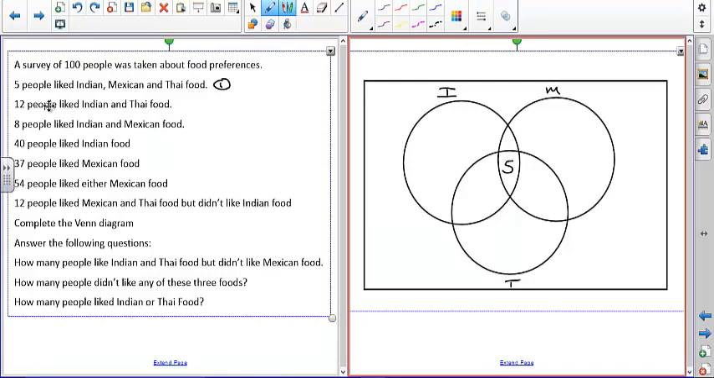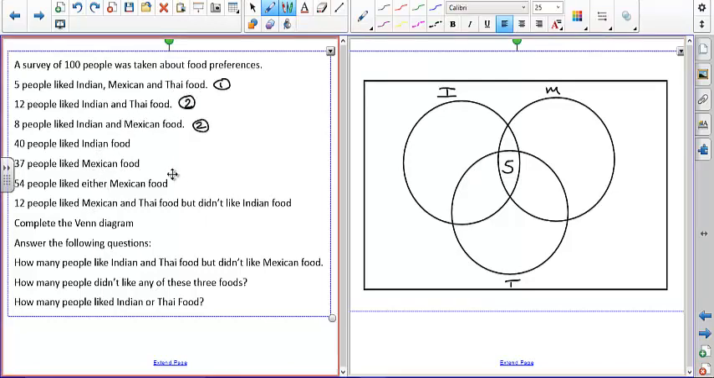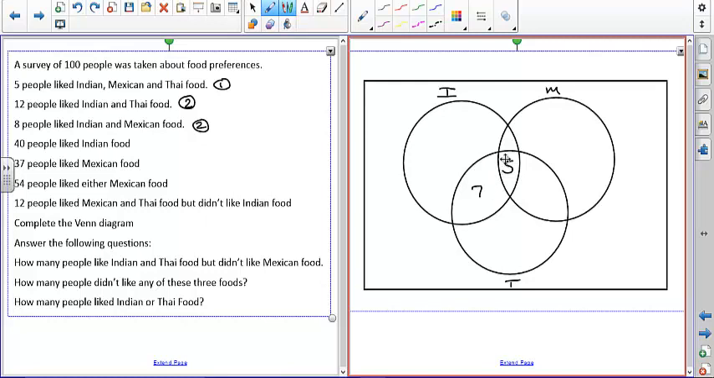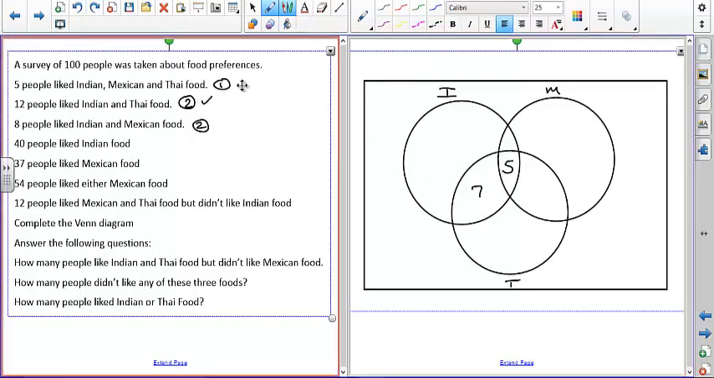The next 3 are liking 2 out of the 3. So these are the footballs. Indian and Thai food, that would be this area. Indian and Mexican would be this. We can use these 2 second because they're the intersection of 2 things. So 12 people like Indian and Thai food. So here's the football. It has to add up to 12. So that means this has to be 7. 7 plus 5. Okay, so we got that one done.